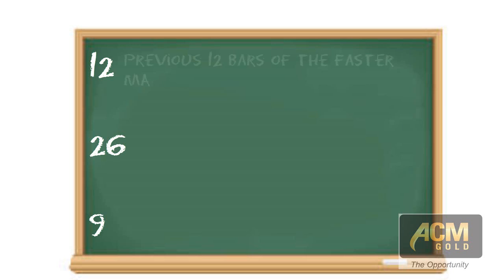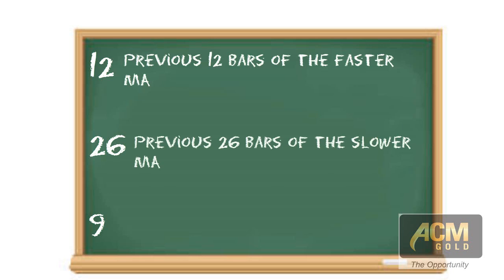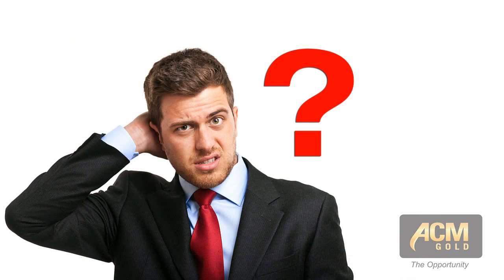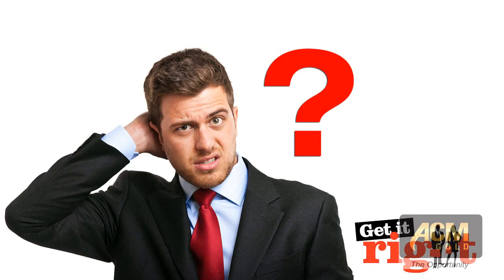The 12 represents the previous 12 bars of the faster moving average. The 26 represents the previous 26 bars of the slower moving average. The 9 represents the previous 9 bars of the difference between the two moving averages. This is plotted by vertical lines called a histogram, the blue lines in the chart above. There is a common misconception when it comes to the lines of the MACD. The two lines that are drawn are not moving averages of the price. Instead, they are the moving averages of the difference between the two moving averages.